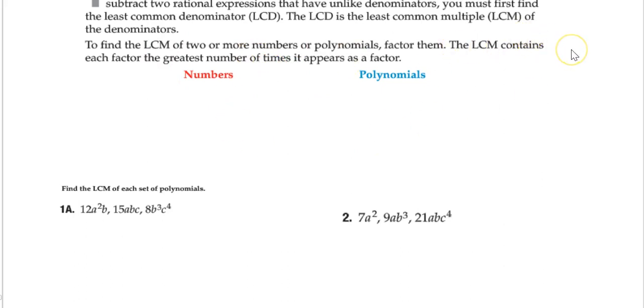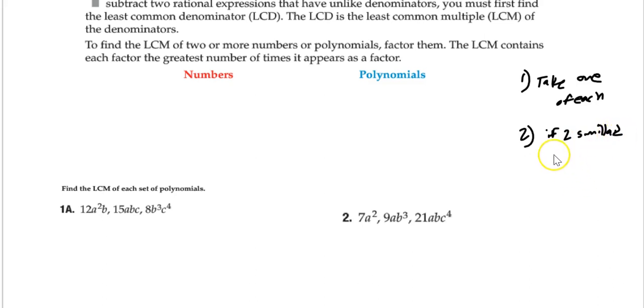Now it's actually the same rule for both, which is you take one of each. And then if two are the same, if two are similar, take the bigger. And that's how you find an LCM, or lowest common denominator. So let's see what I'm talking about. So let's do numbers. Let's go 6 and 8.